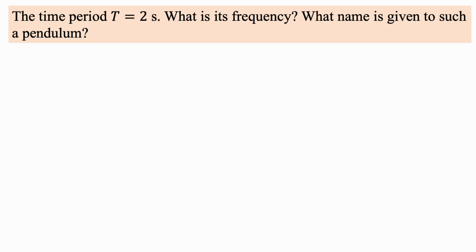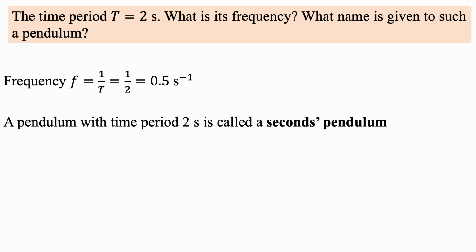The time period T is 2 seconds. What is the frequency and what name is given to such a pendulum? So there is a simple pendulum having time period of 2 seconds. So that pendulum is called the seconds pendulum. Frequency F is equal to 1 by T, which is equal to 1 by 2, and that would be 0.5 second inverse, which is Hertz. Pendulum with this time period of 2 seconds is called a seconds pendulum.